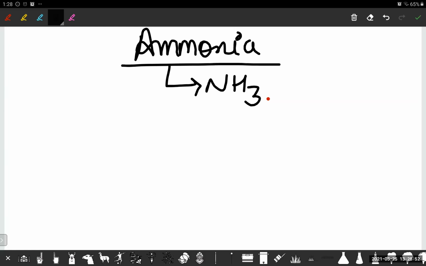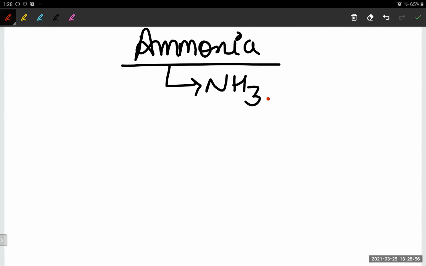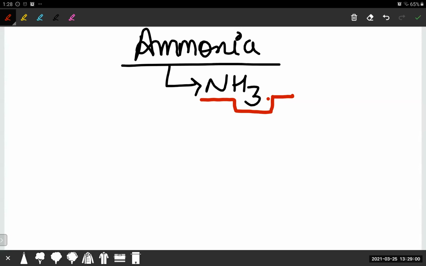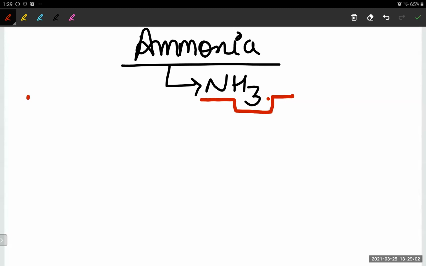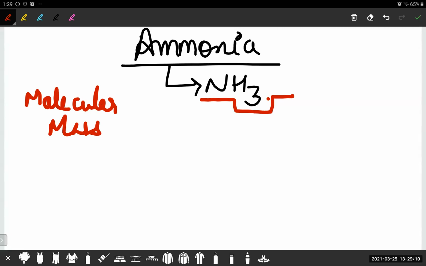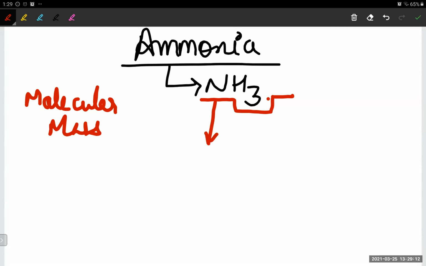So ammonia. Let's start with some of the information regarding ammonia. First of all, the molecular formula of ammonia is NH3, a very common thing everybody might be knowing, right? Let's talk about the molecular mass. Tell me, how will we calculate it? We know that N is having a mass of how much? I'll just write it again.